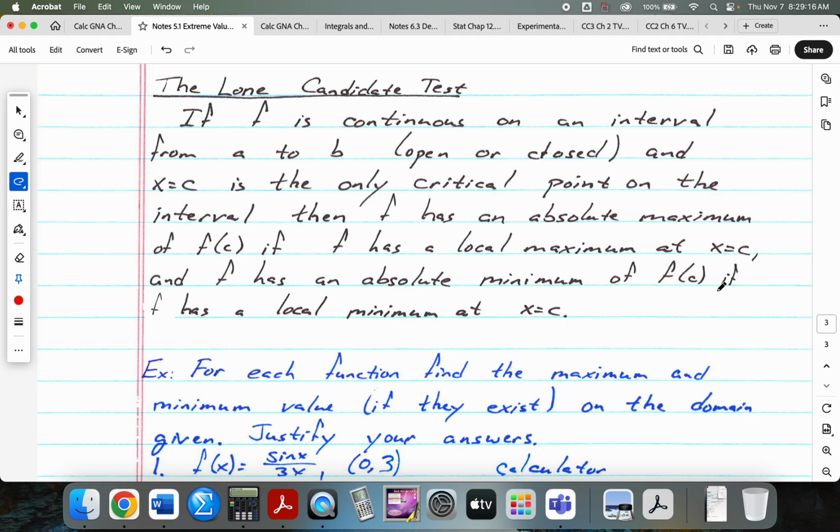So we're going to start with a local argument, and if it's the only critical point, then we can move that to a global argument. This is the only time you can do that, is when you only have one critical point. If there's more than one critical point, absolutely cannot do this.